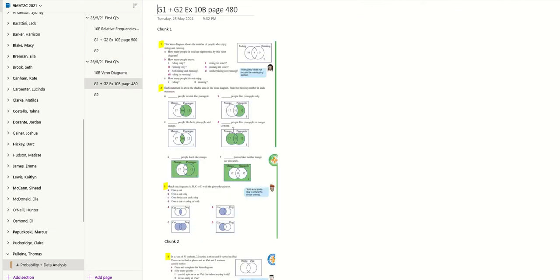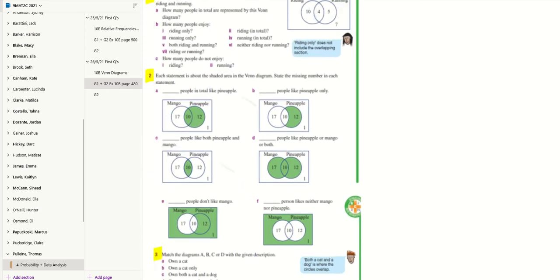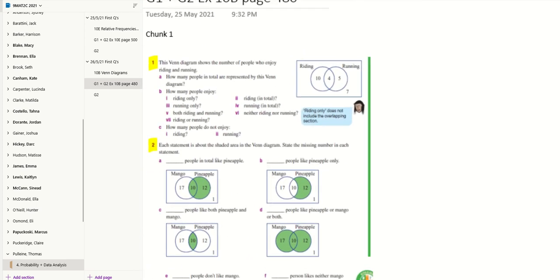We're going to do this first chunk. So you're going to do these problems in the first chunk. And I guess what I'm going to do is just read them and scaffold them for you. So let's have a go with our purple pen. This question is, this Venn diagram shows the number of people who enjoy riding and running. That's riding and running.